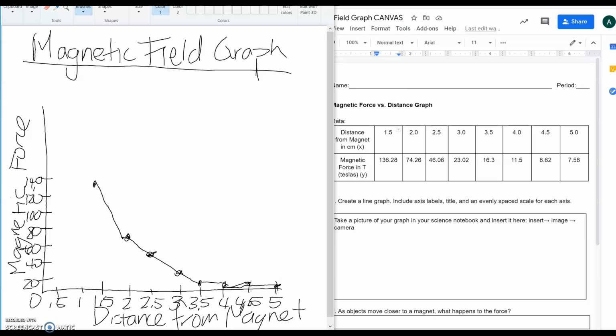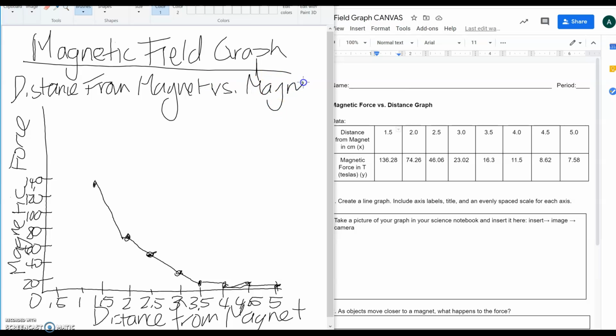And we also need a title. So for our title, we take the x and the y-axis titles and smash them together. So we're going to say distance from magnet versus force. Again, I'm sorry for my messy handwriting. It's hard to write on this screen. Distance from magnet versus magnetic force. And I always underline my graph titles so we can tell it's a title. Okay, so that's number 1.